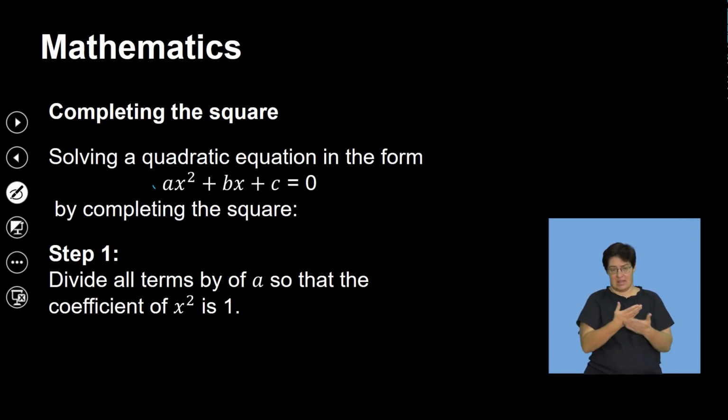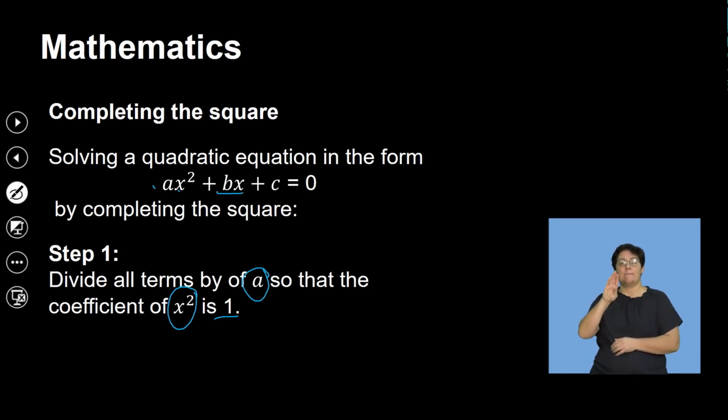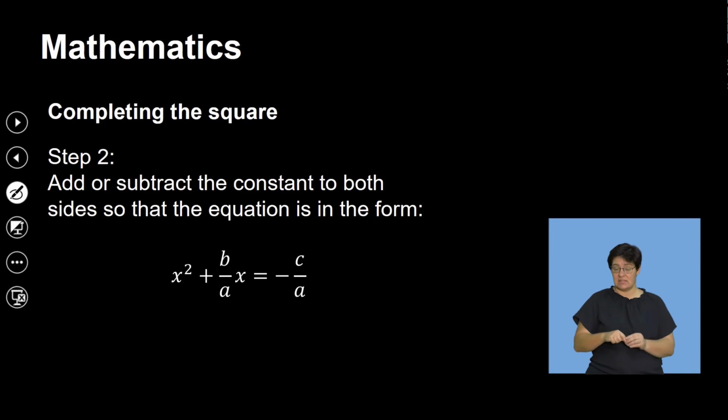The first thing that you always need to do is to make sure that the coefficient of x squared is 1 by dividing everything by a. So if I divide everything by a, this will be x squared, this will be b over a x, and this will be c over a. And then 0 divided by a will just be 0. Then my step 2 will be you add or subtract the constant to both sides so that the equation is in the form of.